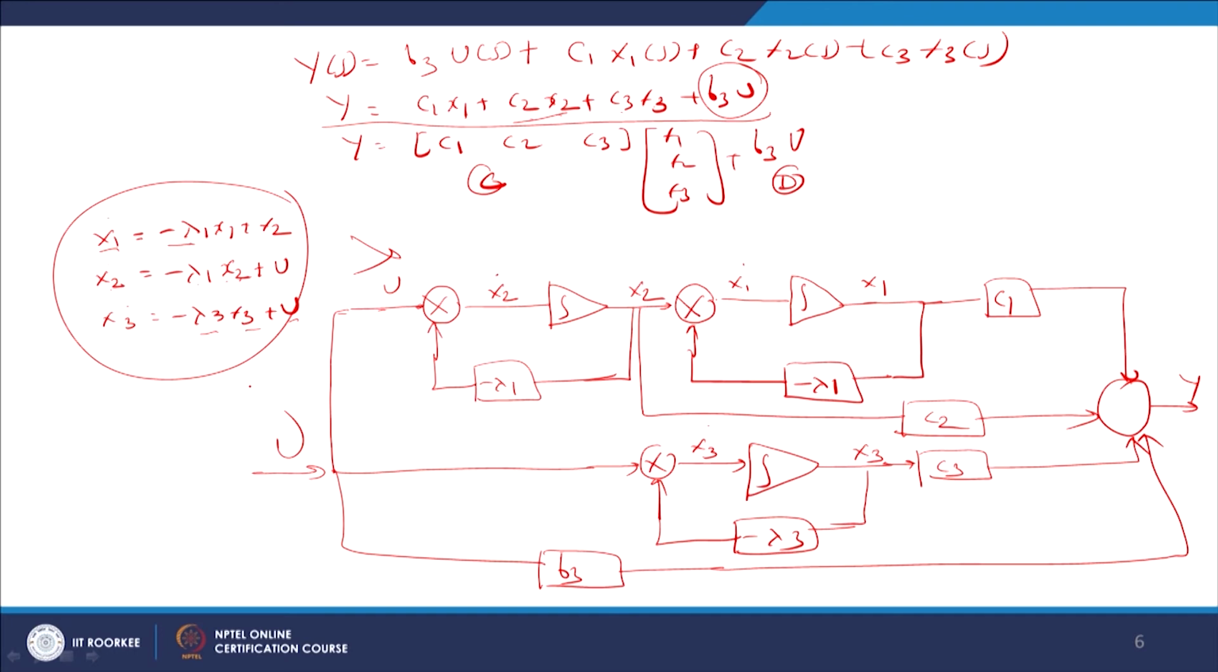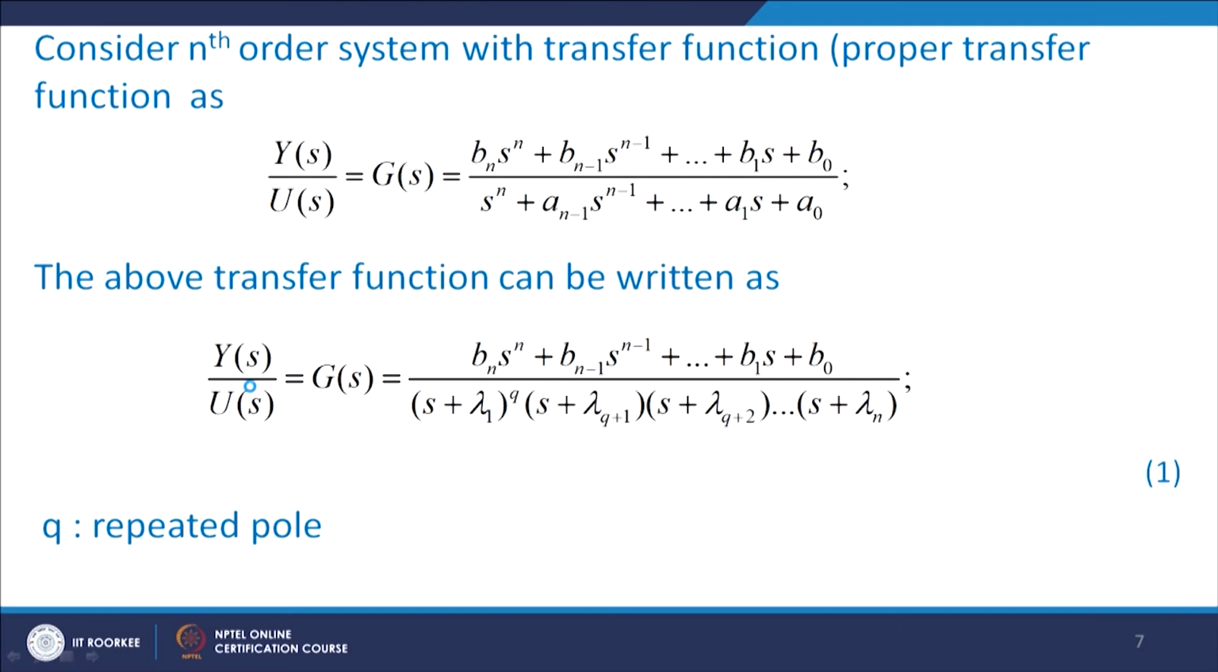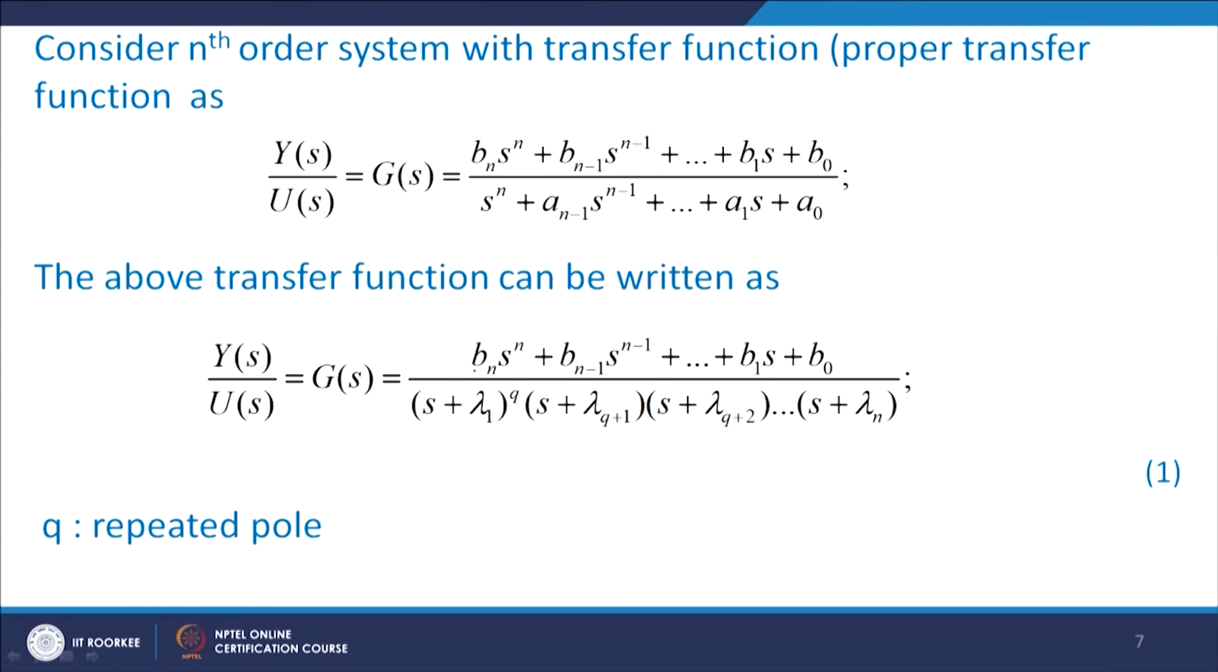Jordan form is used when there are repeated eigenvalues. So, whatever we have seen, I will again explain in a systematic manner. For that purpose, I have taken the same transfer function Y by U equals b_n s^n plus b_(n-1) s^(n-1) plus ... plus b1 s plus b naught, over (s plus lambda 1) to the power q, (s plus lambda q plus 1), (s plus lambda q plus 2), up to (s plus lambda n). That is the generalized form. Here I have shown q repeated poles. It can be 3, 4, 5 and so on, but finally it comes to lambda n.